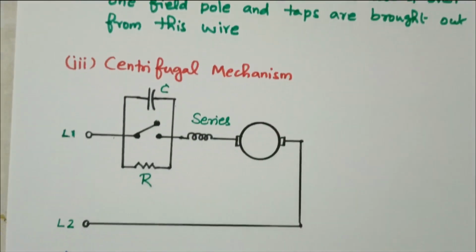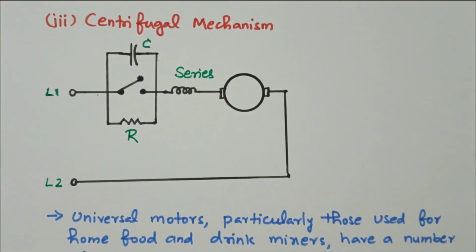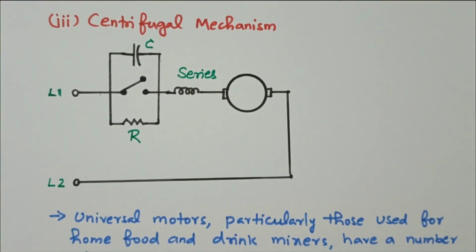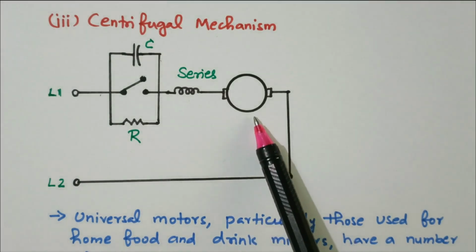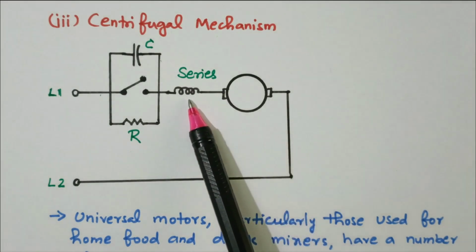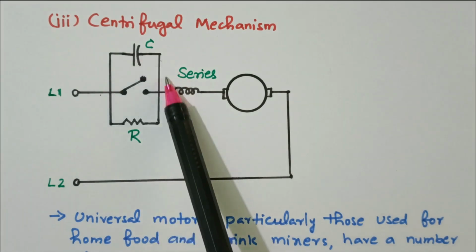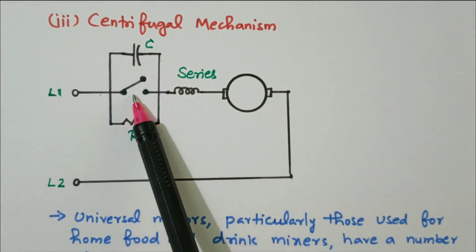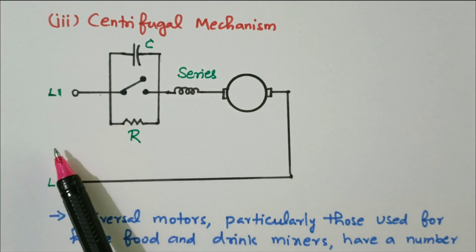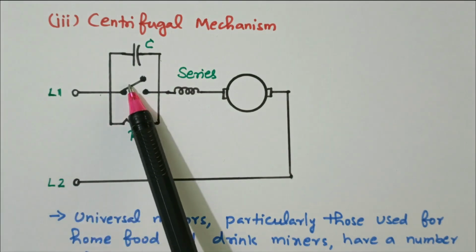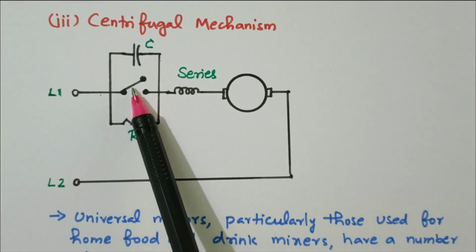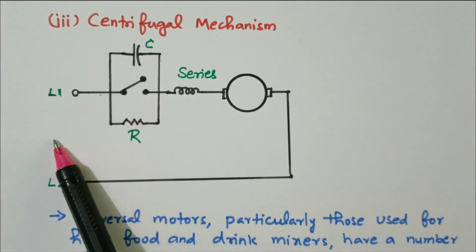So the third method is the centrifugal mechanism. We know that centrifugal mechanism means if the speed is more, automatically the switch will be disconnected. See the centrifugal arrangement. This is the armature, the rotating part, and the field winding. Here we have the centrifugal mechanism. This is a centrifugal switch. The external lever is there. By using the lever, we can open or close the switch. Not only the centrifugal mechanism, it can be controlled externally also.